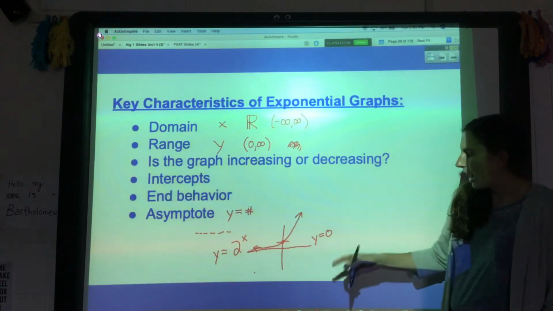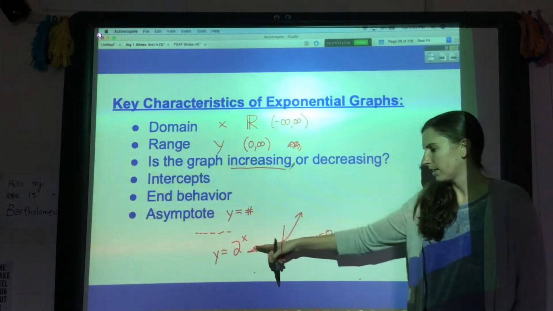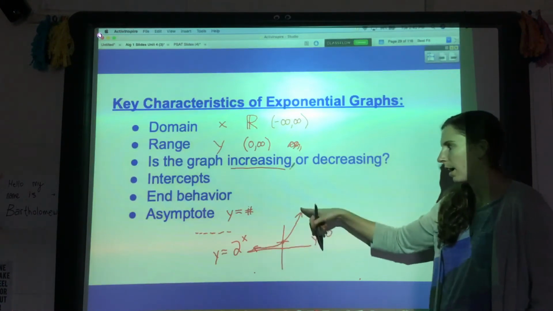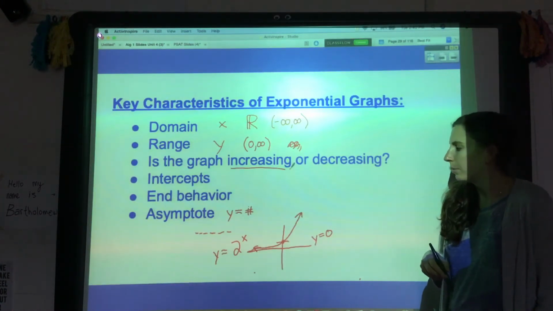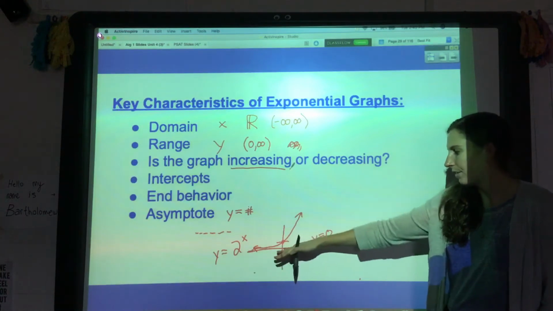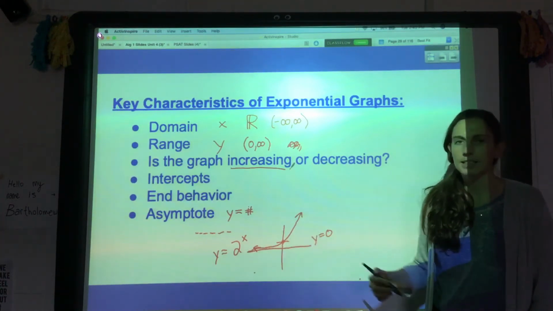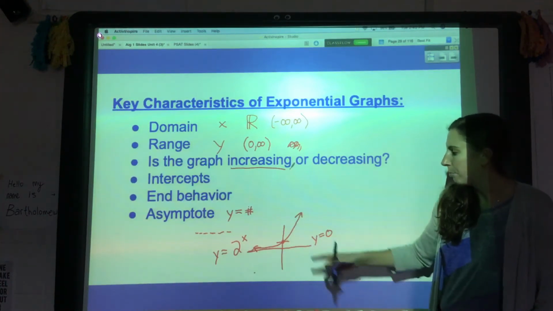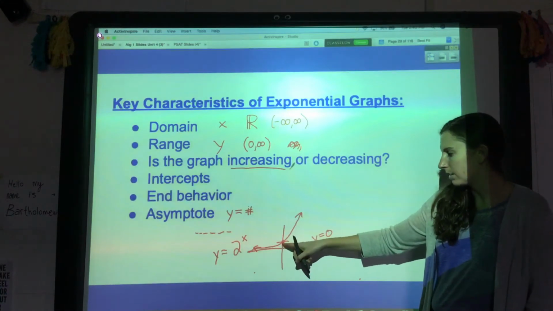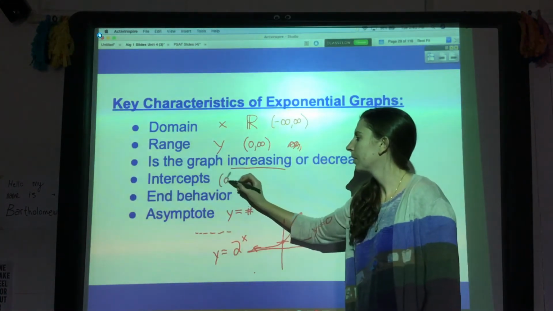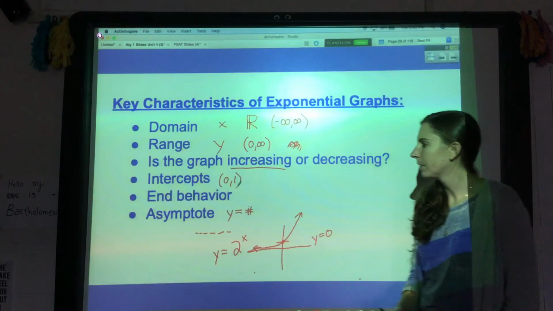This particular graph is increasing because it's exponential growth, because it's going up. Its intercepts: it does not have an x-intercept because it doesn't hit the x-axis. But its y-intercept is at (0, 1), or you could just say 1.